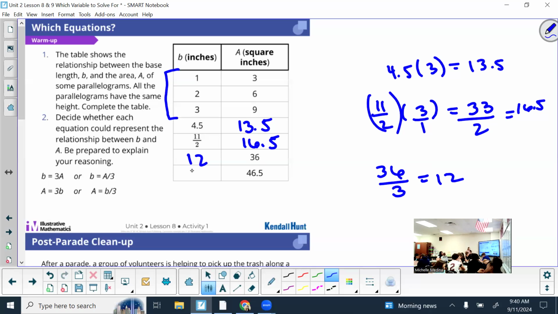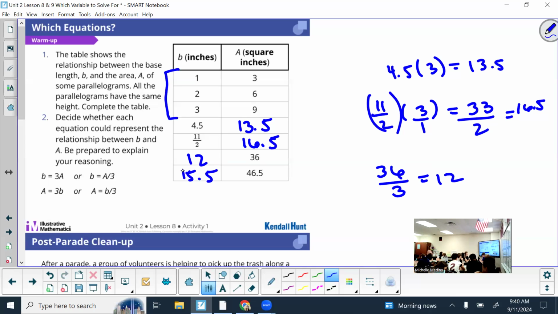So table 8, last one in the table, what does it have to be? 15.5. Let me check that if we're doing that same strategy. Take 46.5 divided by 3, and that is 15.5. So this table of values is following a consistent pattern. Okay, questions on that?